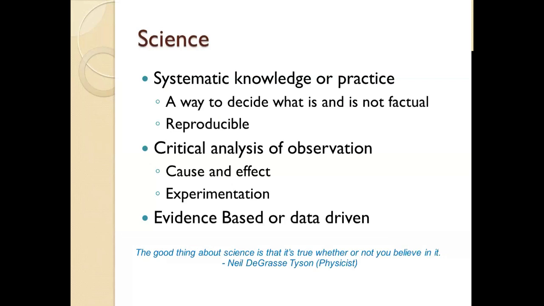You may consider it a systematic knowledge or a practice or a process of critically analyzing observable phenomena. At its core, science is a way of deciding what is or is not factual based upon data and evidence. Central to the process of science is reproducibility, documenting what has been done, what has been found, and the conclusions that stem from this. One of the great things about science is that it's true whether or not you believe it, because the data and evidence exists. It has been documented up until this point.